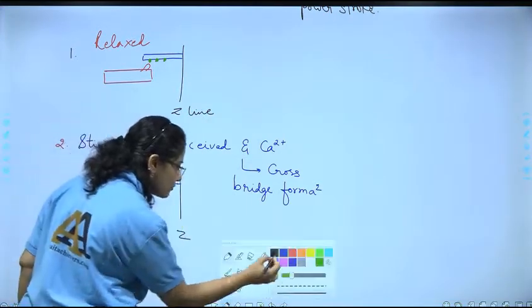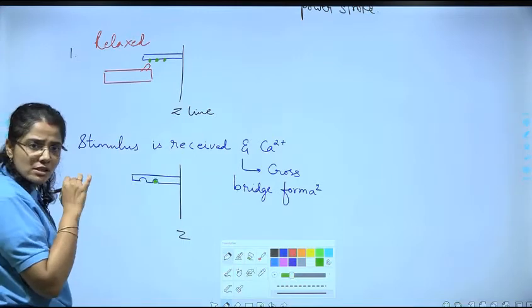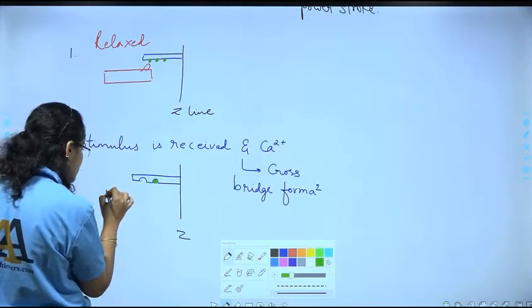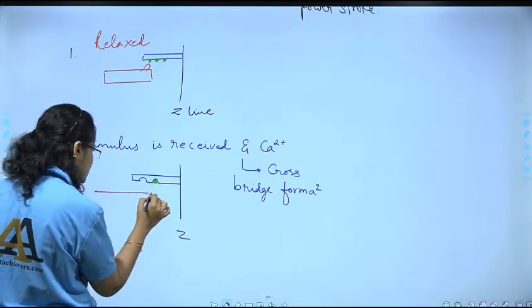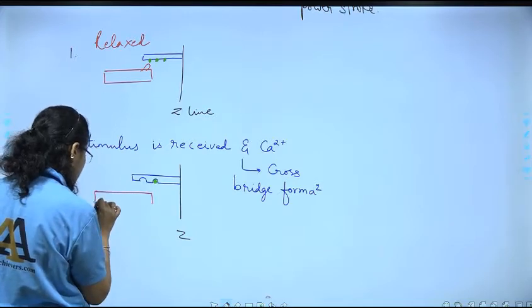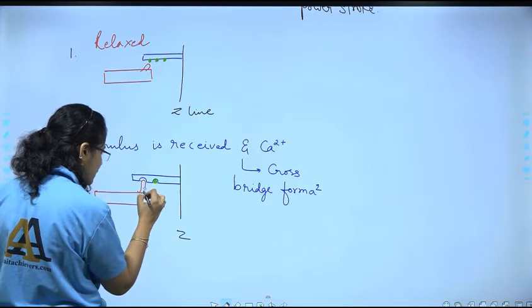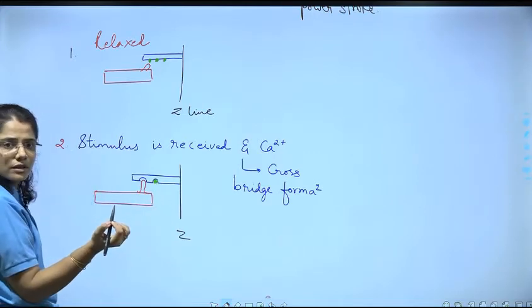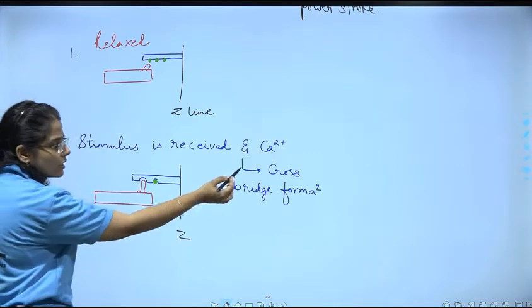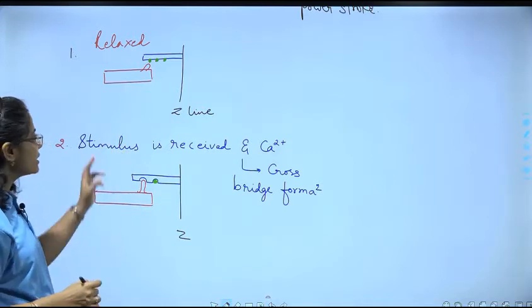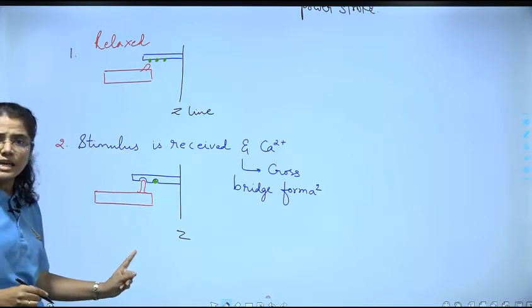So now if I have to show the myosin filament, what is going to happen? The head of myosin will now fit in over here. Correct. So what has happened? The cross bridge formation has taken place. So this was our second step.